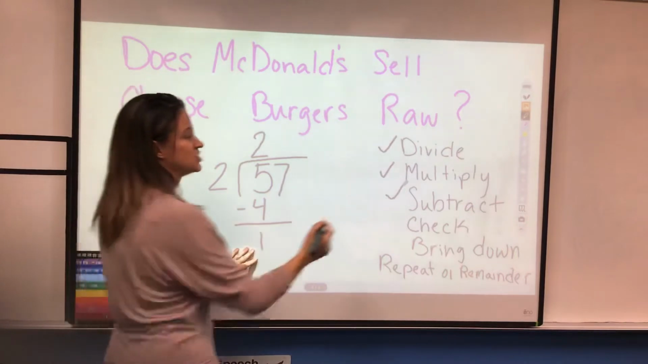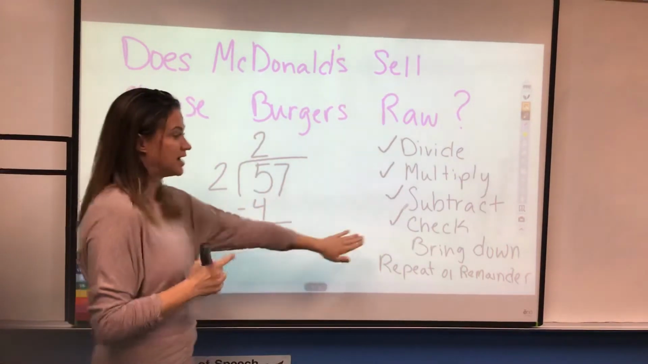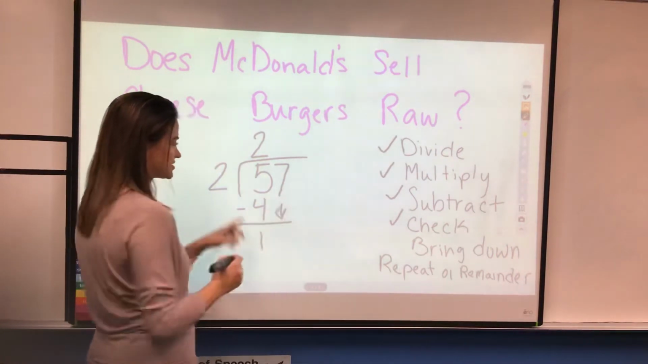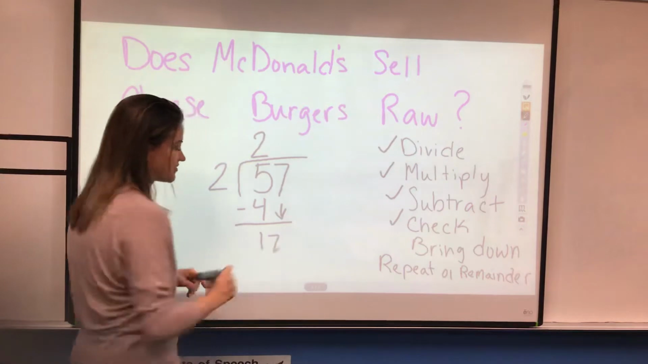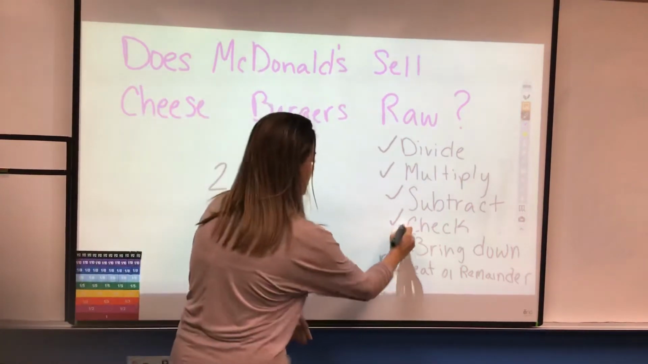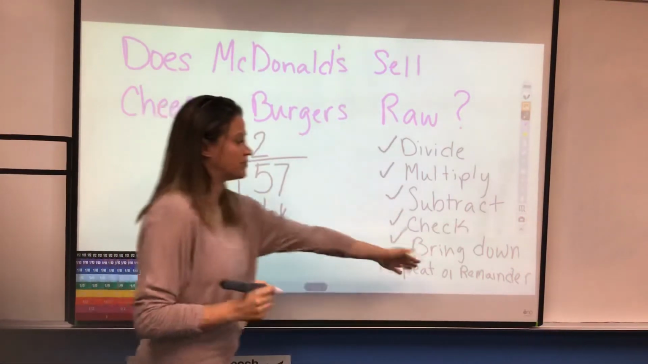No, it can't. So if I checked it and it can't be divided into it, I need to go to my next step, which is to bring down that next number. So I'm going to bring down the 7 to make 17. Now I brought that down. Now you either repeat all these steps all over again or you have a remainder.